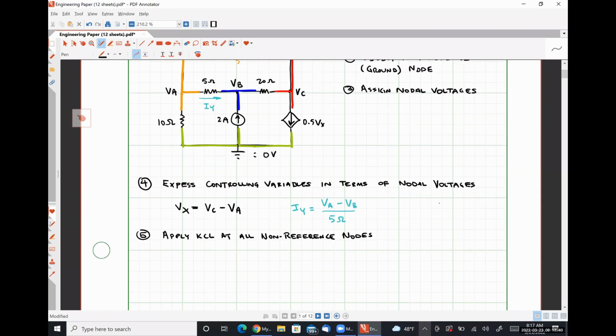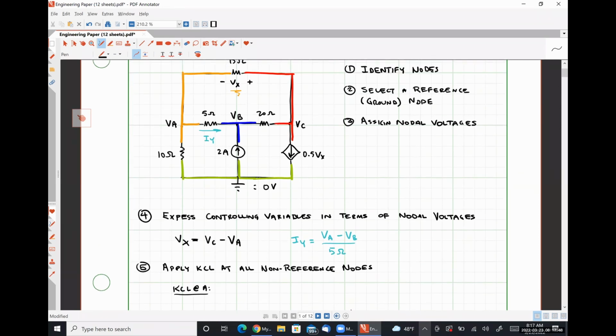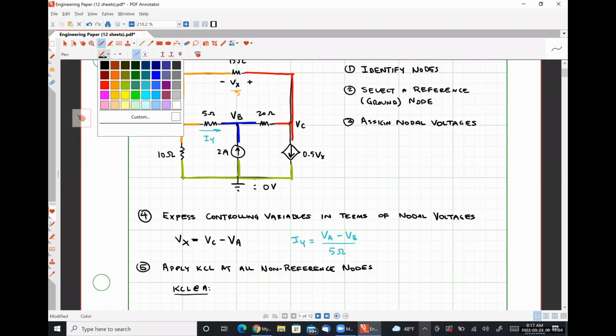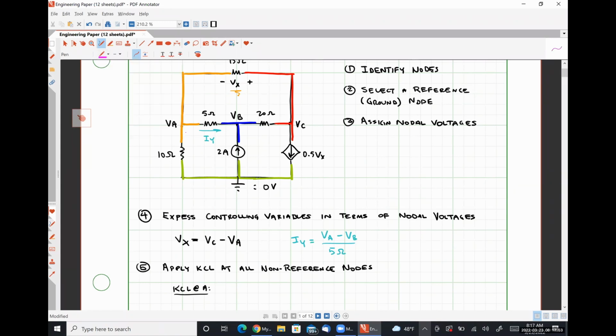So KCL at node A, what we are going to do is, let's do this in pink. We're going to look at this current flowing down, leaving node A, this current flowing to the right, leaving node A, and this current flowing up, leaving node A, and we're going to add them all together and set it equal to 0, because that's exactly what Kirchhoff's current law is, right?